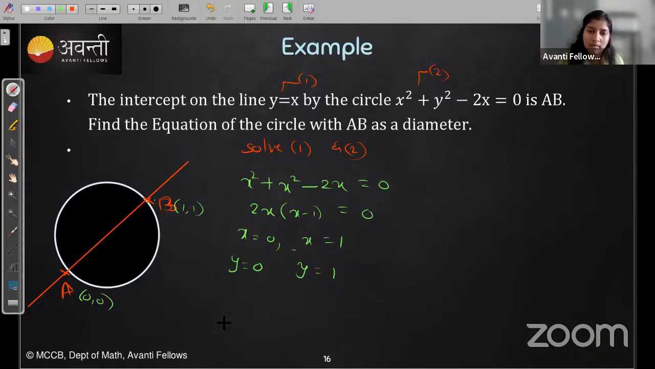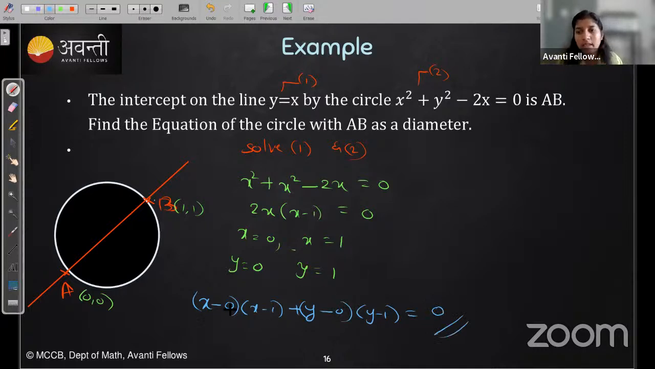We can easily write the equation, right? What will be the equation? Tell me. The equation is going to be x minus the x coordinate of the first point, that is 0, into x minus the x coordinate of the second point, that is 1, plus y minus the y coordinate of the first point, 0, into y minus 1 equal to 0. So this represents the equation of the circle.